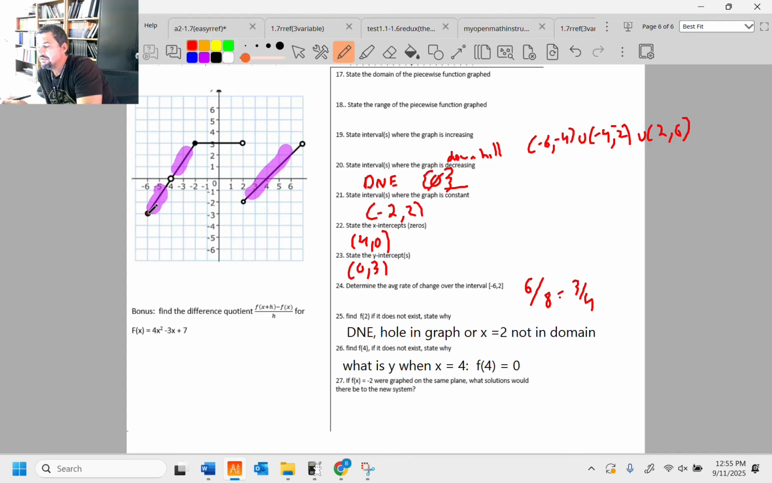Range is going to be your values of y, so I see a value at -3, and even though there's a hole here, y is 0 over here, I get to rise up to here where y is 3, and this line finishes it, so it's from -3 to 3.